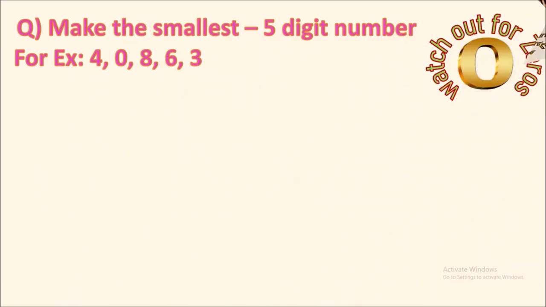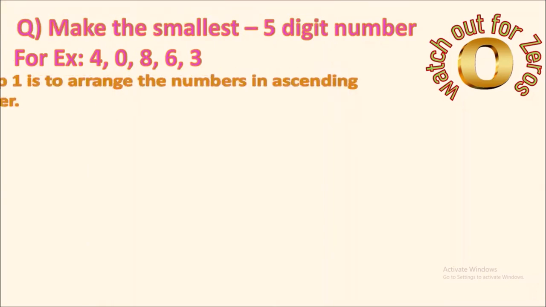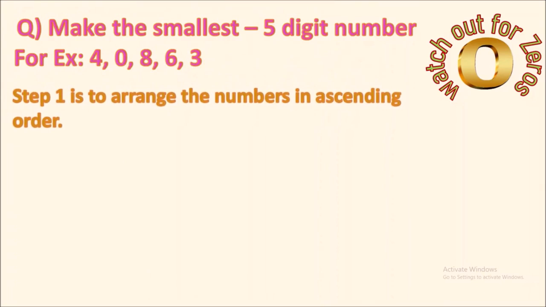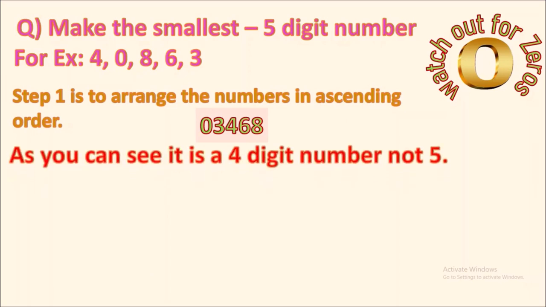Watch out for zeros, my children, while making the smallest number. Here we have the example. Make the smallest 5-digit number, and the digits given are 4, 0, 8, 6, 3. 5 digits are given and it's asking us to make a 5-digit number. Let's see the steps. First step is to arrange it in the ascending order. So we get 03468, and we can make out that it's a 4-digit number, not a 5-digit number, and it is asking us to make a 5-digit number.